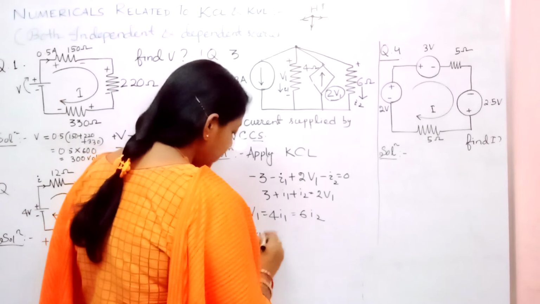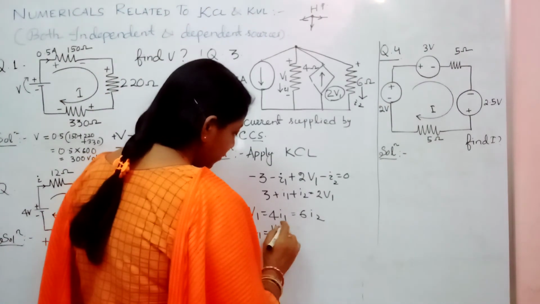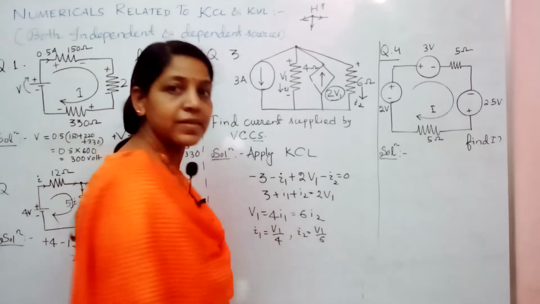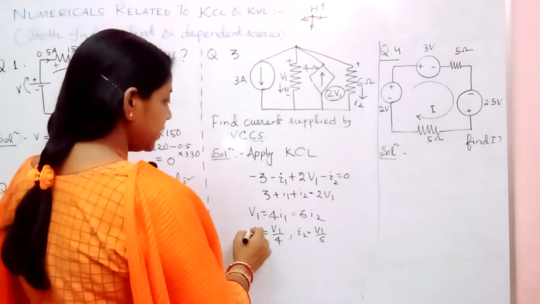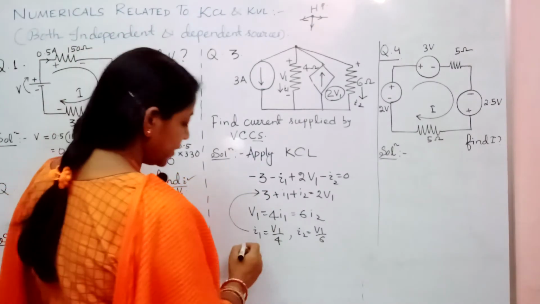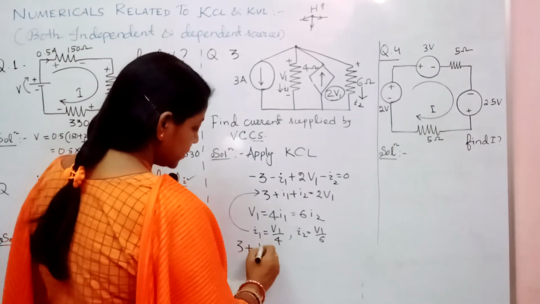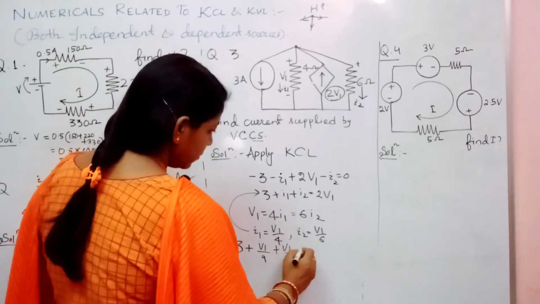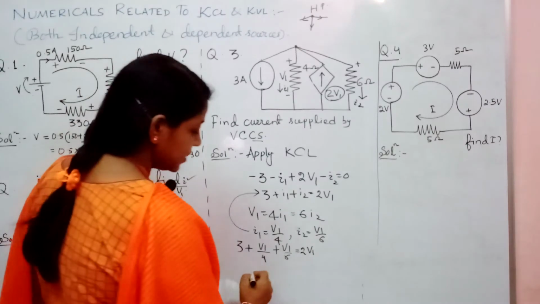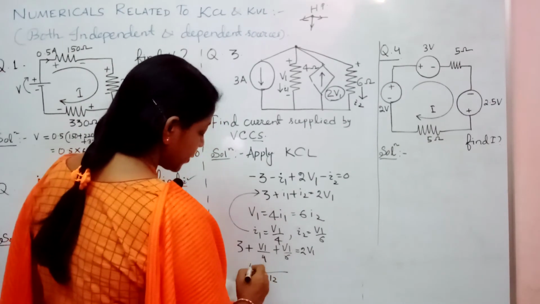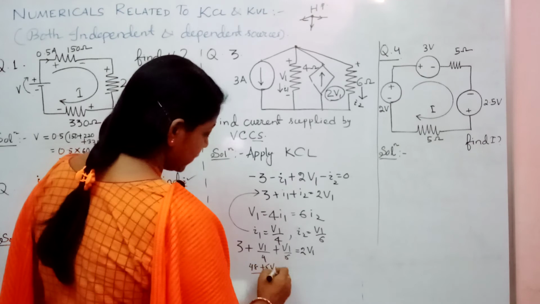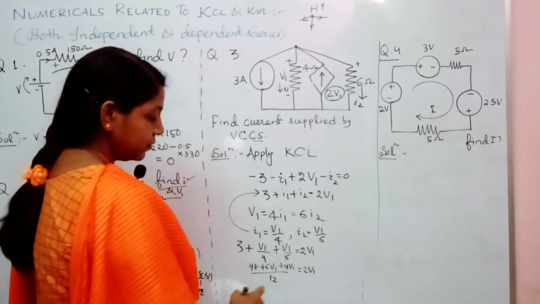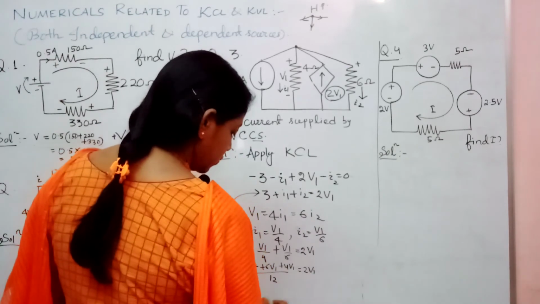So now what is my I1 equal to? V1 by 4. Similarly, what is my I2 equal to? V1 by 6. Now substitute it into this equation. So what will you get? 3 plus I1 is V1 by 4, plus I2 is V1 by 6, equal to 2V1. Now take the LCM. What will you find? 12. So 48 plus 6V1 plus 4V1 equal to 2V1.